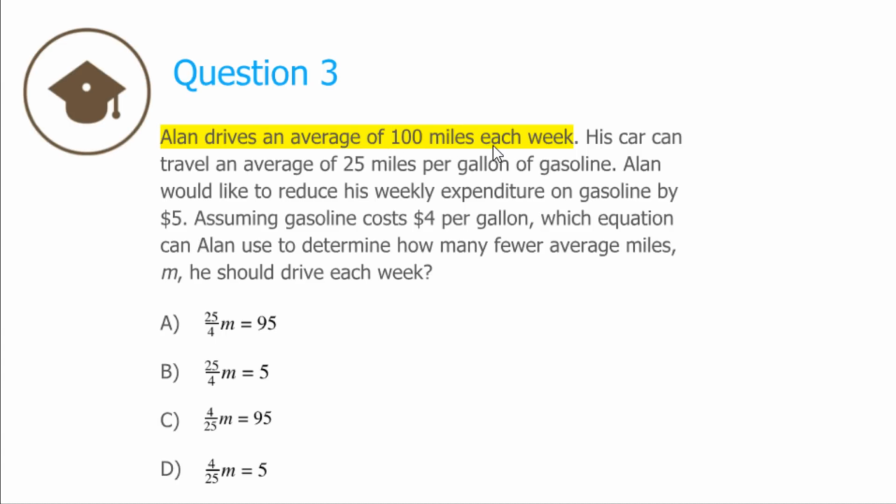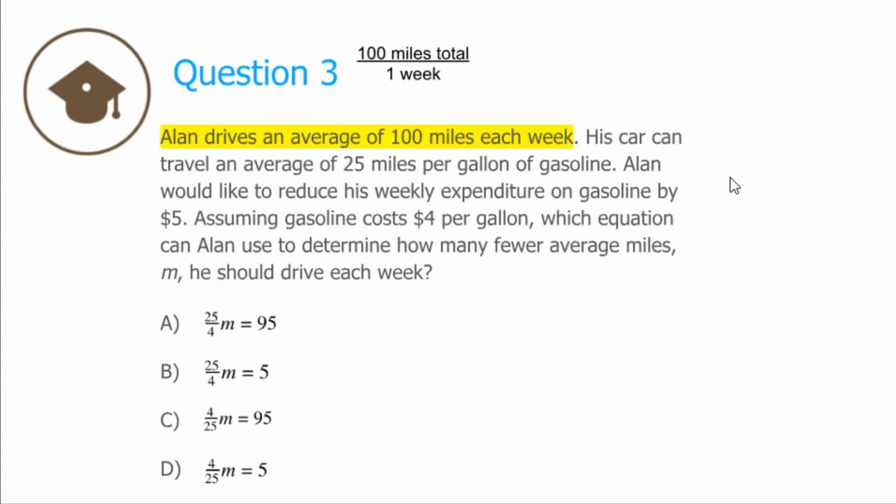Okay, so 100 miles per week. And if we look a little further, just peeking ahead, we see miles per gallon of gasoline. Weekly expenditure, $4 per gallon. How many fewer miles should he drive each week? What we're noticing here is that we have a lot of ratios. We have a lot of rates. And whenever we have a rate, a really good idea is to express it as a fraction. And this is a really good way to keep track of our units. So we'll go ahead and write this information down as a fraction. So we know that he drives a total average of 100 miles per 1 week.